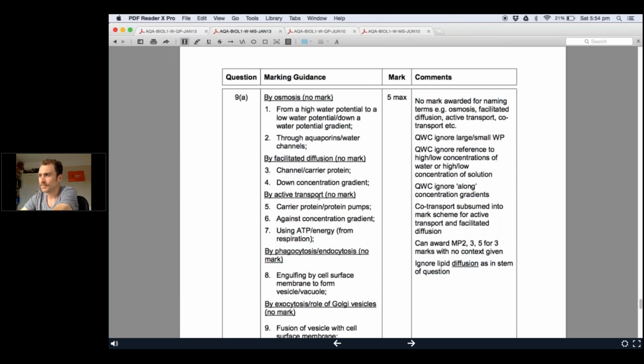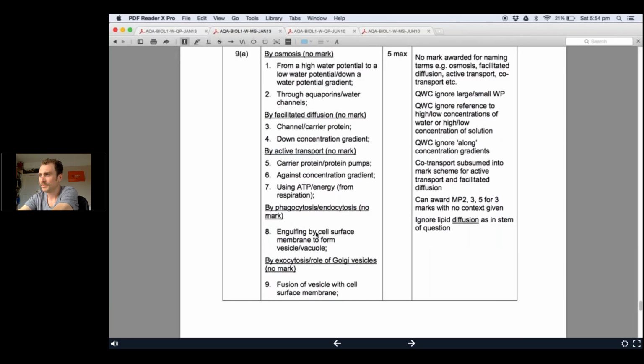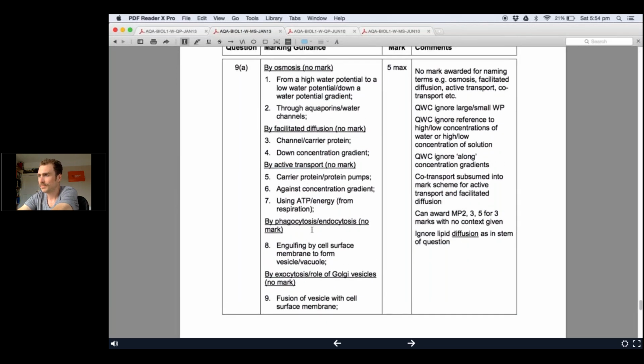Active transport, you don't get a mark for that either, but through a carrier protein or a protein pump against the concentration gradient using ATP. Every single time you mention active transport, say it's against the concentration gradient using ATP. Every single time. It's always marks for all the mark schemes. Phagocytosis or endocytosis or exocytosis, it's saying into the cell, so we can't say exocytosis. Engulfed, fusing membranes, or fusing vacuoles or vesicles. Exocytosis is the vesicles fusing and going out.